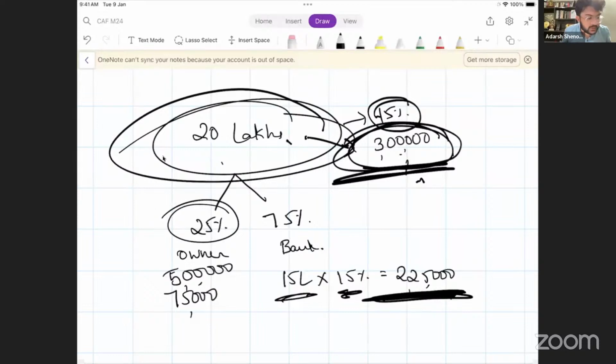I just need 20 lakhs to do the business. So I will keep the 20 lakhs and I will start doing the business. So I cheated the banker. This is cheating, right?